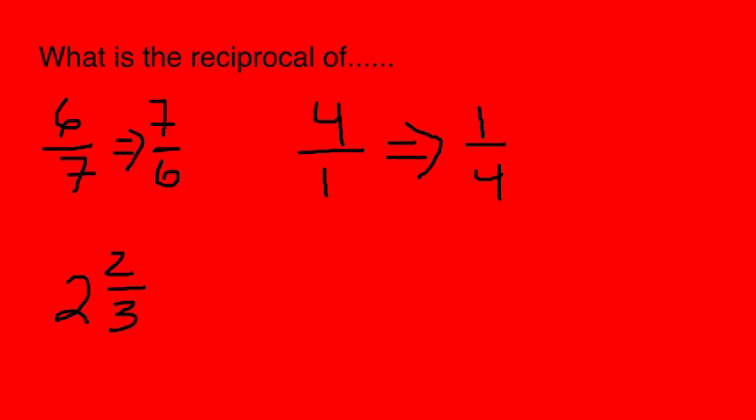What about a mixed number, 2 2/3? Well, I can't take the reciprocal of a mixed number. I have to do something first. I have to change it to an improper fraction. So let's change this to an improper fraction. 2 2/3 becomes 2 times 3 is 6 plus 2 is 8. So I have 8/3. And the reciprocal of 8/3 would then be 3/8.